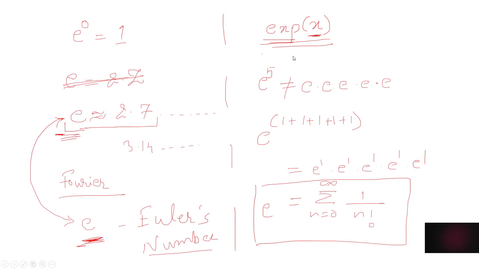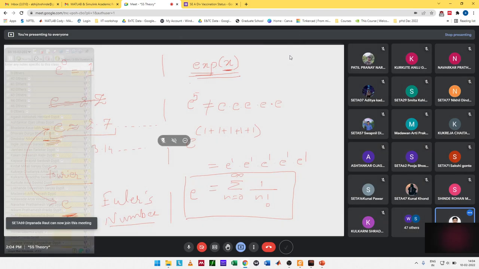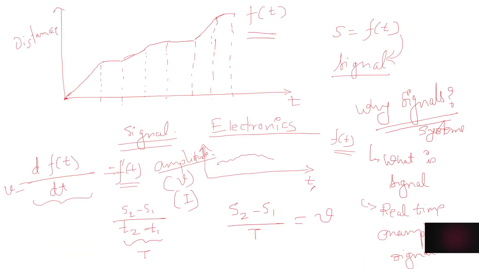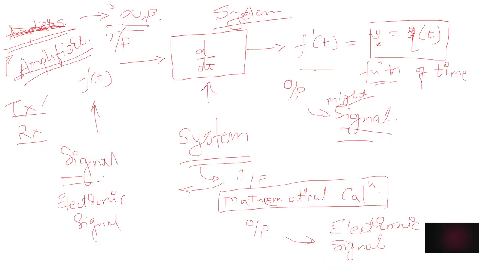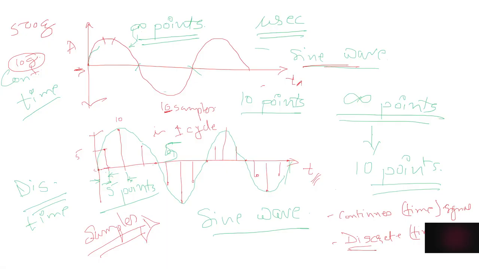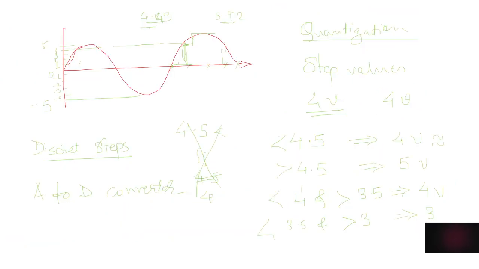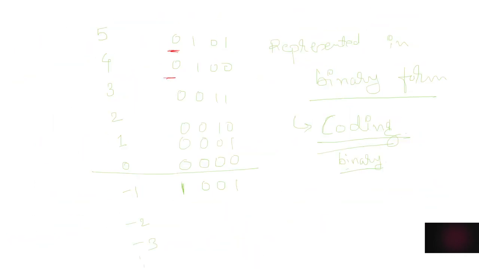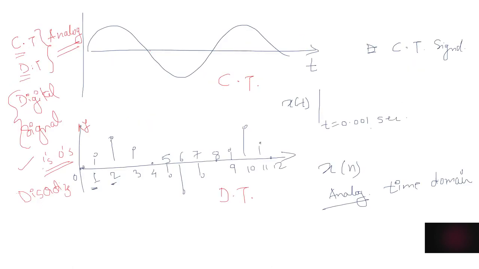So we started with a basic understanding of signals, and a few things like why we need to learn about signals, the different domains that we have seen, what signals and systems are, what a continuous signal is, and what a discrete signal is. Then we tried to understand the difference between the discrete signal and the digital signal, and the process of that signal, the block diagram. Even though the digital signal is not part of our syllabus, we understood it so that you will not give the wrong answer anywhere.